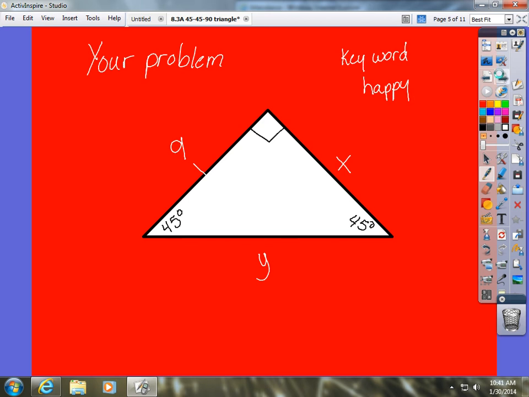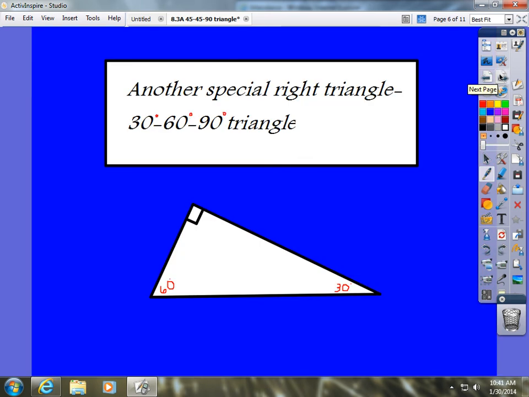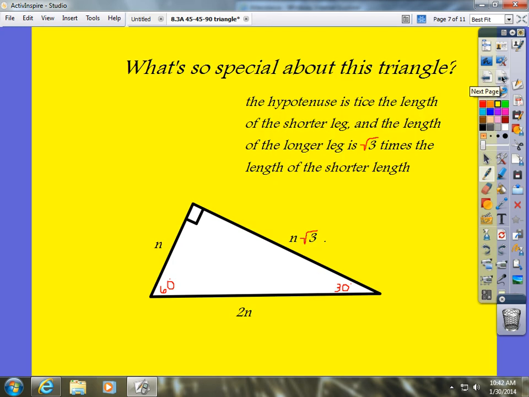Alright, now we have another special right triangle, and it's the 30-60-90 triangle. And yes, I'm excited about this one too. I like it. It happens to be a whole lot of fun. Alright, so what's so special about this triangle? Well, to start off, the hypotenuse is twice the length of the shorter leg. So if the shorter leg, which is across from the shortest angle, okay, remember that, was n, then the hypotenuse would be 2 times n.